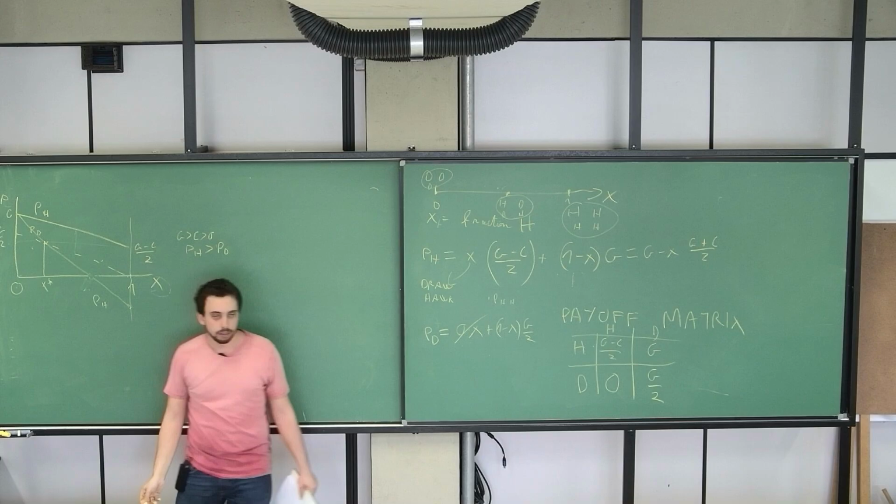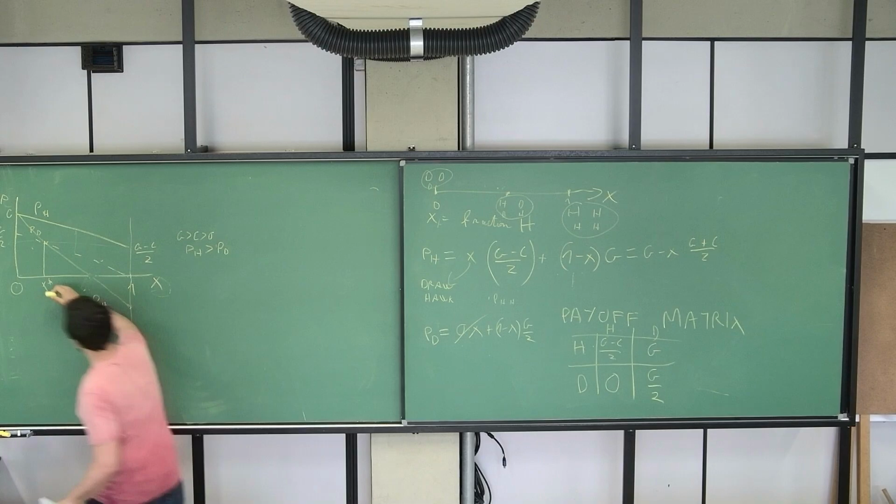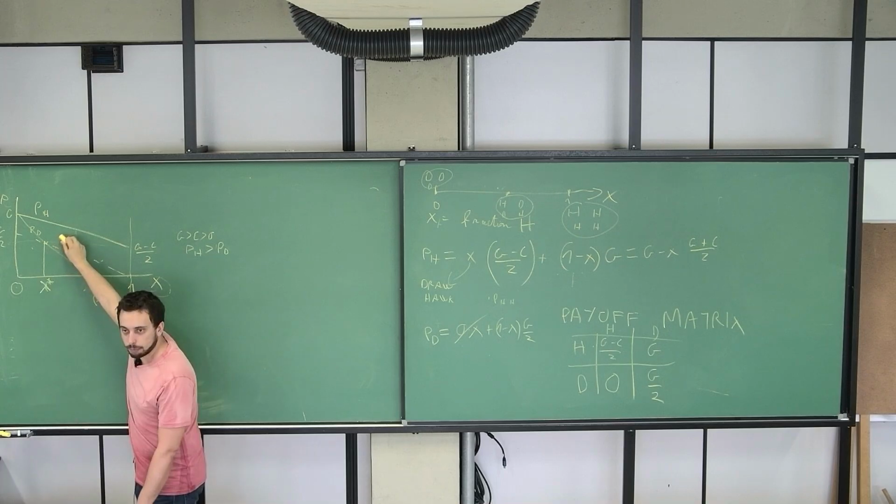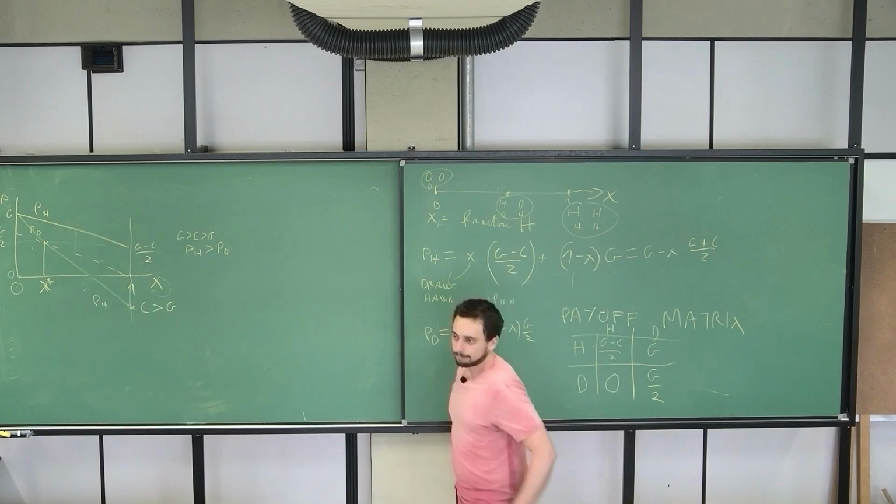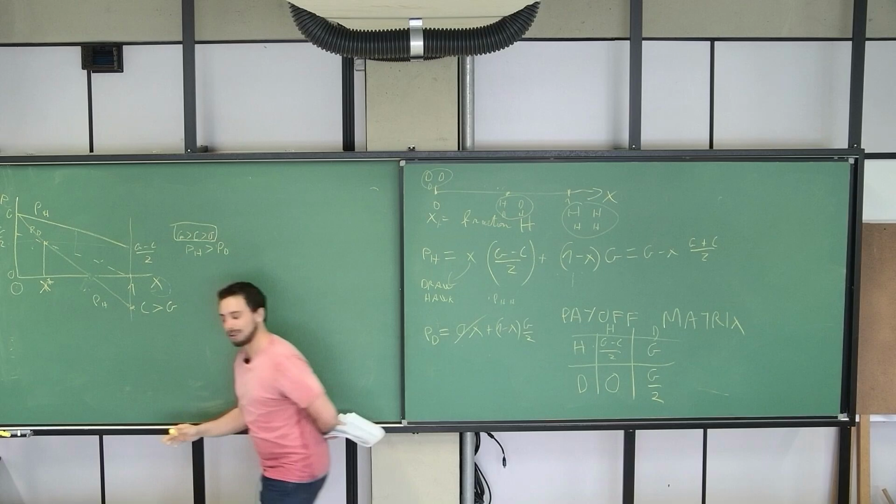Yes? Sorry, what's that last line you added? The last line you put on the graph. X star. I call this X star. It's a critical value of X for which these two payoffs become the same. So in other words, yes, this is when the cost is bigger than the gain. So this value G minus C over 2 is below 0. This is 0. Okay. And the other one was when the cost was lower than the gain? Yes, the other one is when the cost is lower than the gain. Yeah, my handwriting is not great. Sorry about that. All right, yes.